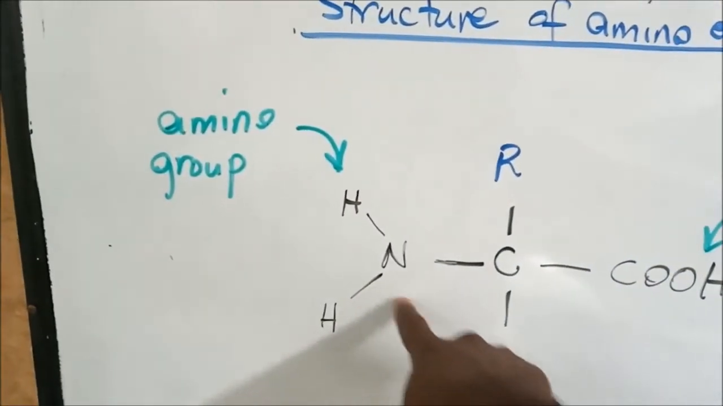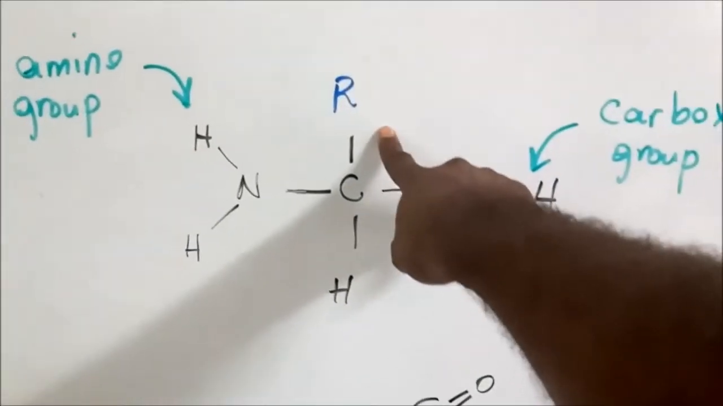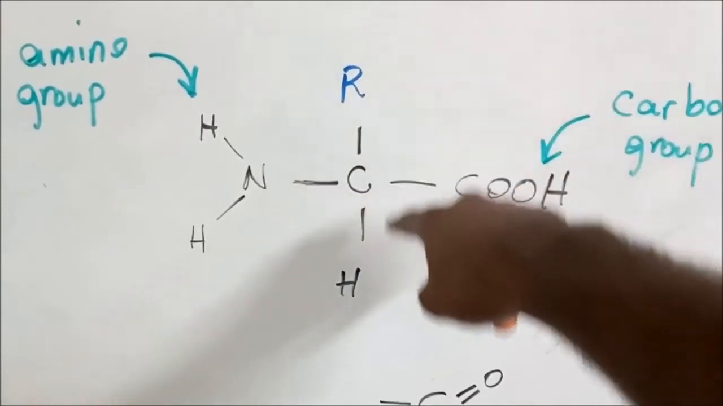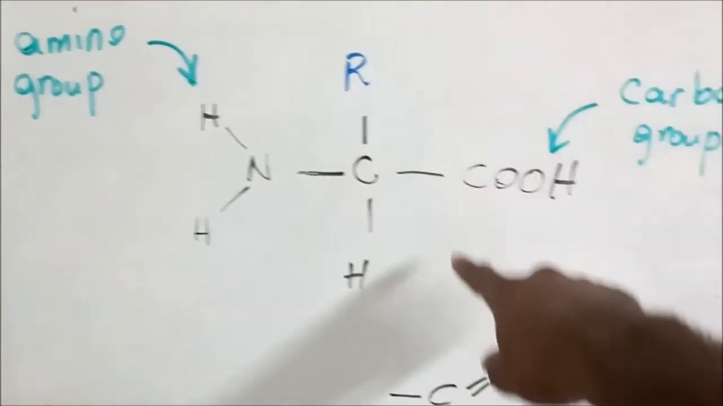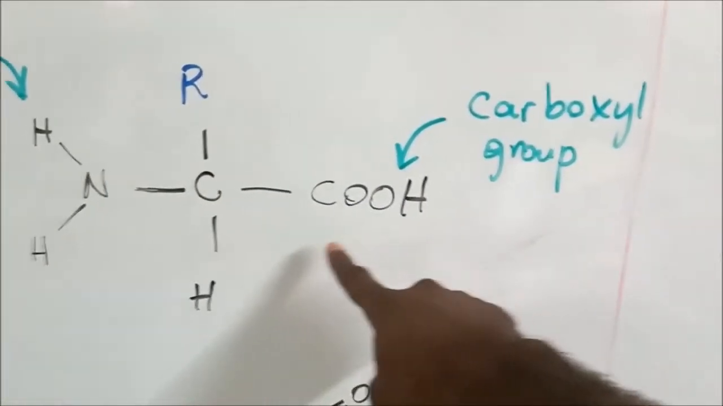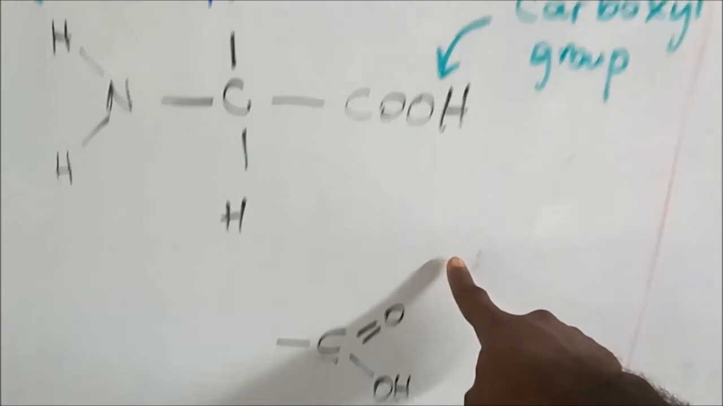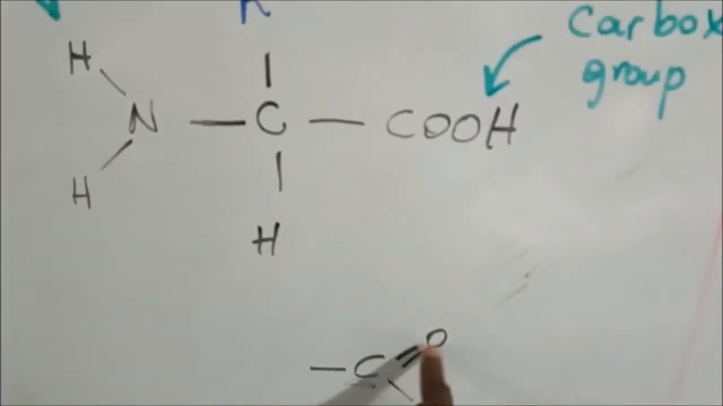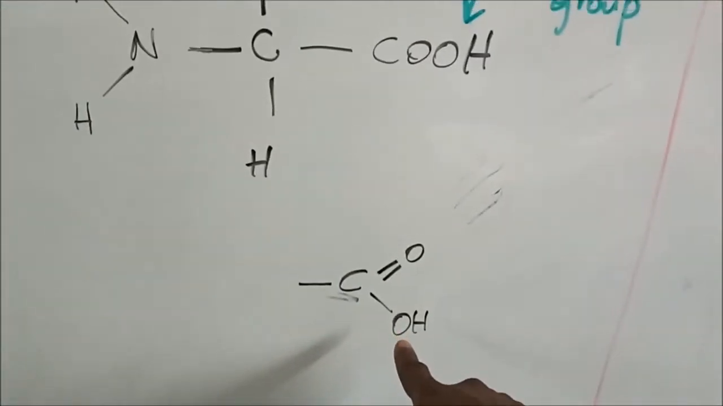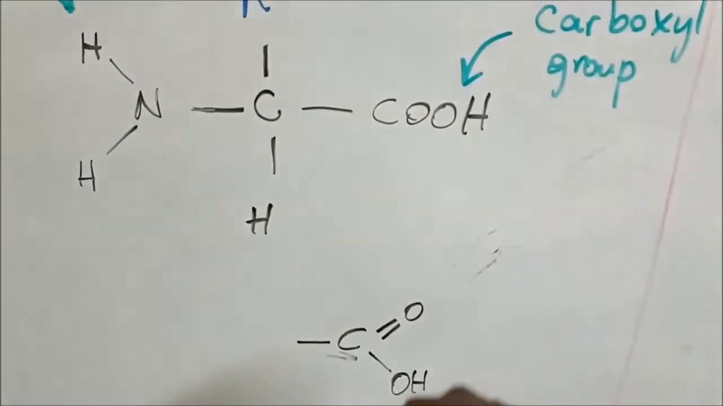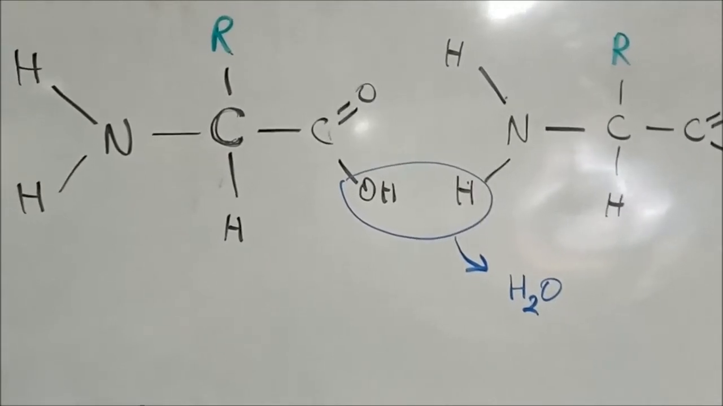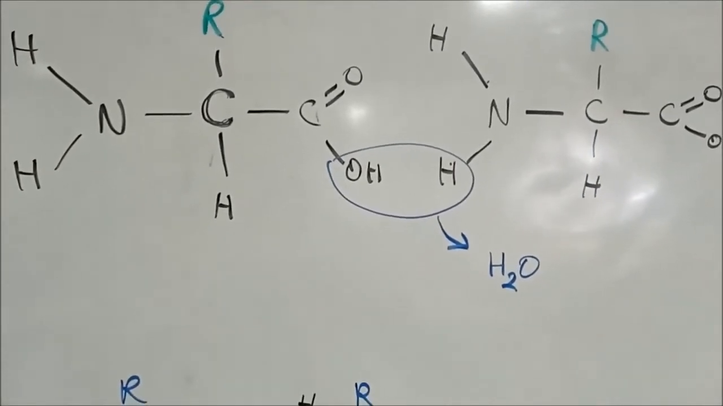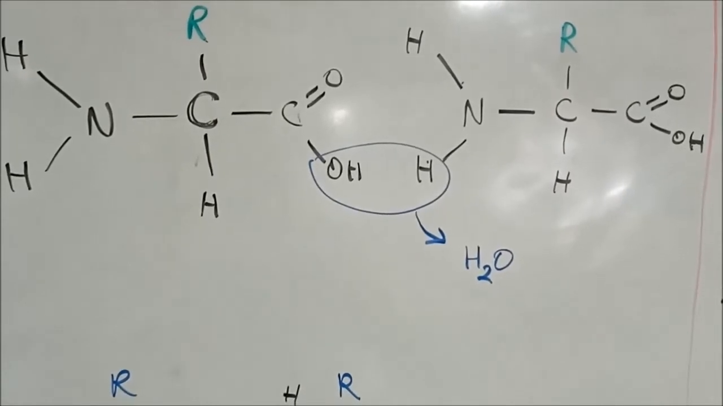Amino group is that N and two hydrogens bonded to it. The variable group, sometimes listed as a side chain, we just refer to it as the R group. Your carboxyl group can be written as this, or it can be written as C double bond O with the OH, right? Either of these is acceptable. Good. All right, so now we're looking at a bond between two amino acid groups.